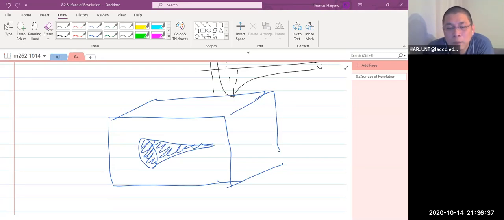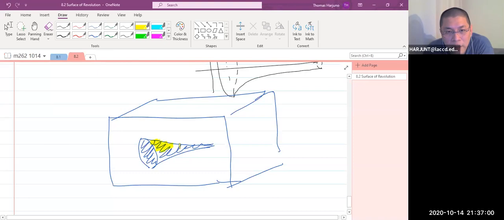Okay, so the amount of paint in the container is more than enough to fill up the Gabriel's horn with all that paint. However, if you actually use the paint from this box and try to paint the surface, there is not enough paint to paint the surface of this Gabriel's horn.